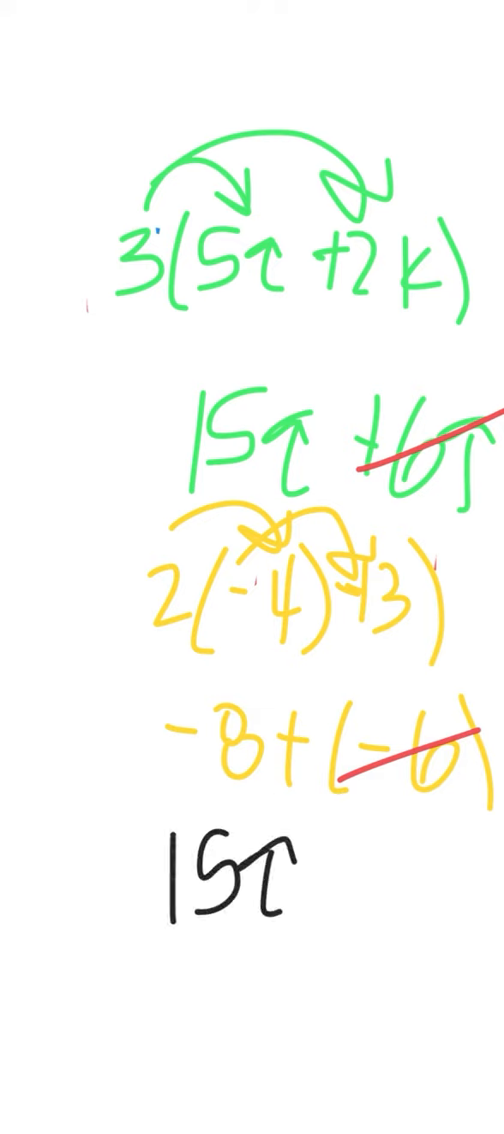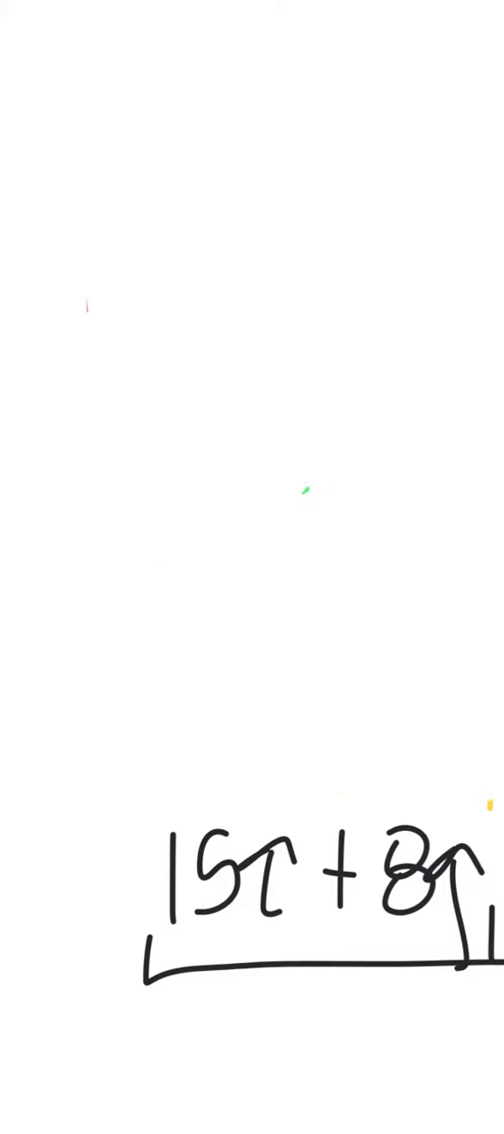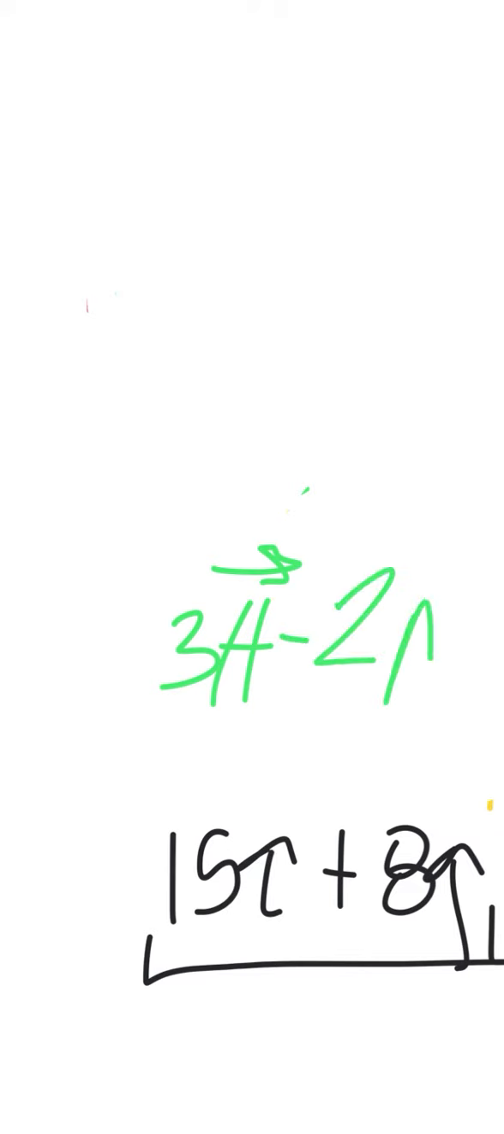15i plus 8j. This would be the answer to 3h minus 2m.